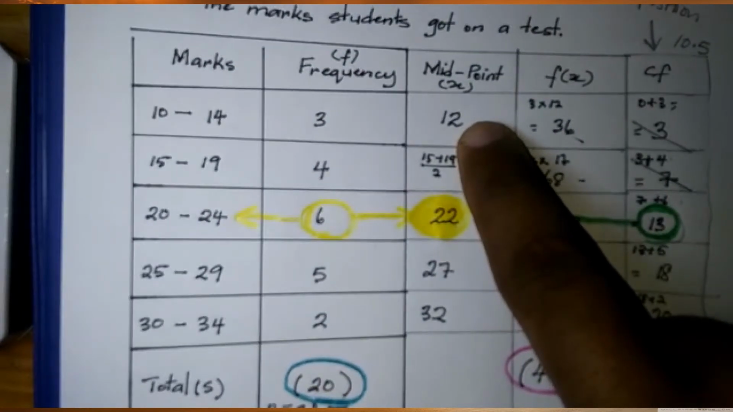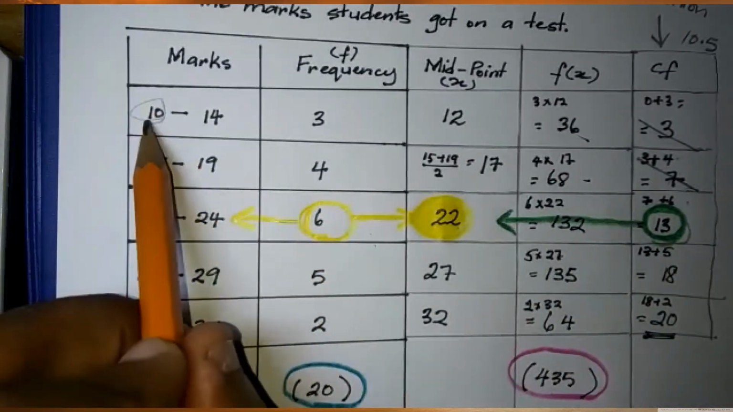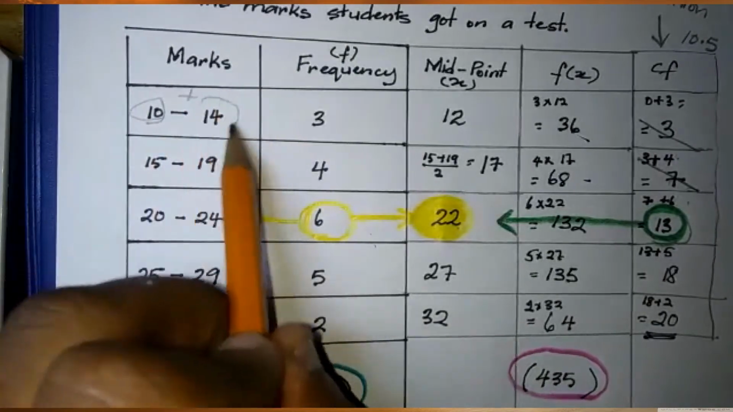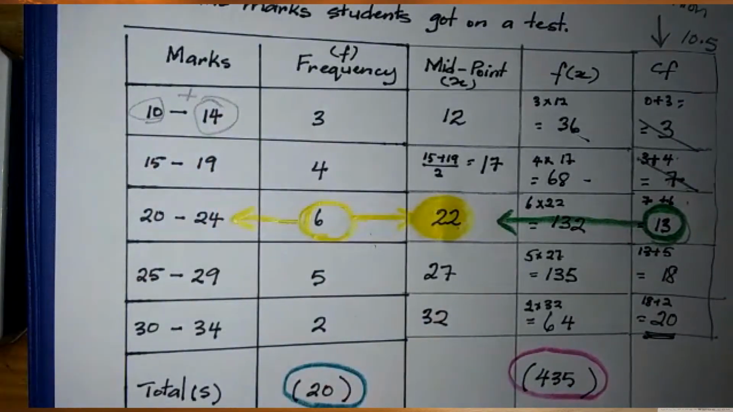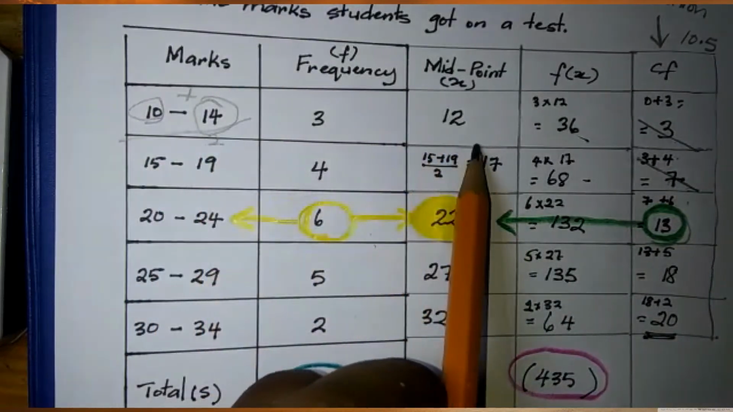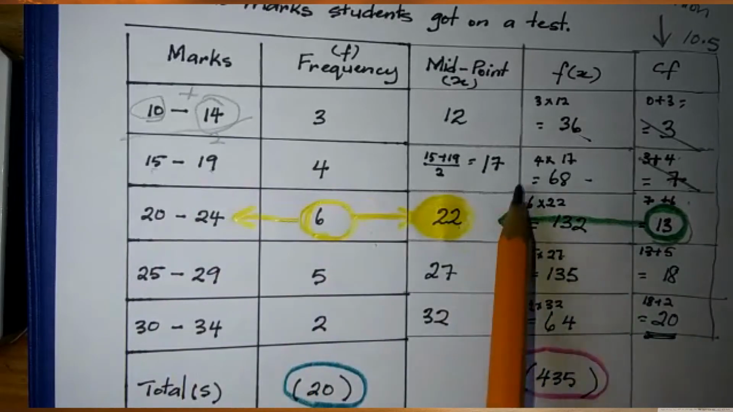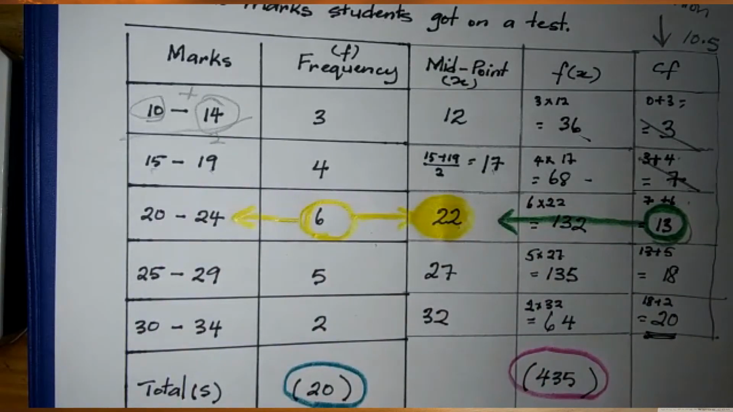The midpoint is calculated by 10 plus 14, which will give us 24. If I divide 24 by 2, I get 12. Same thing for here: 15 plus 19 divided by 2 is 17, and so forth. So we need to calculate that estimated midpoint that we can use to calculate our sum of fx.